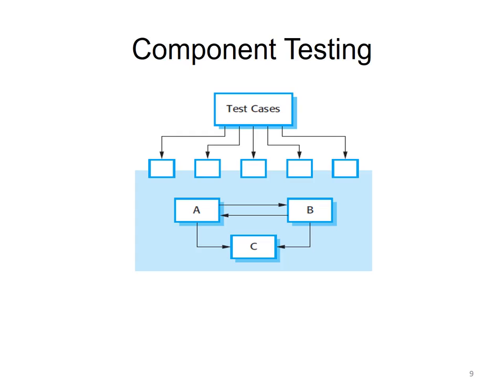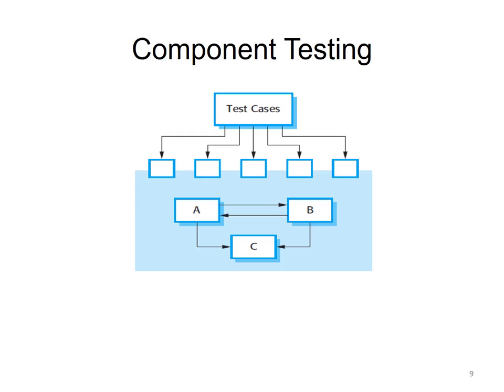Interface misuse. A calling component calls some other component and makes an error in the use of its interface. This type of error is common with parameter interfaces, where parameters may be of the wrong type or be passed in the wrong order, or the wrong number of parameters may be passed.